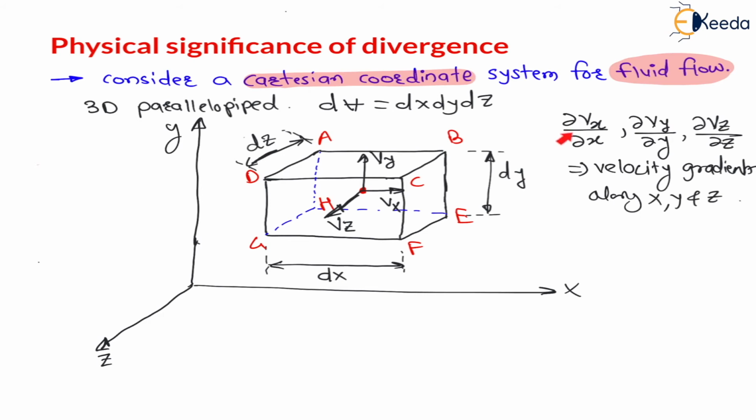Means, see, if I travel by 1 unit, the velocity will change by this magnitude, right? Let us say if x is traveled by 1 unit, then the change in velocity along the x direction will be dou vx divided by dou x. If I travel by 2 units, then it will be multiplied by 2. Means it is a rate of change of velocity with distance. If x changes by some amount, velocity will change by this much amount. By this rate, velocity is changing along the x direction, by this rate along the y direction, and by this rate along the z direction. These are called velocity gradients along x, y, and z.